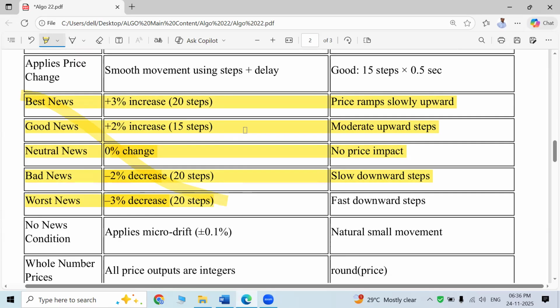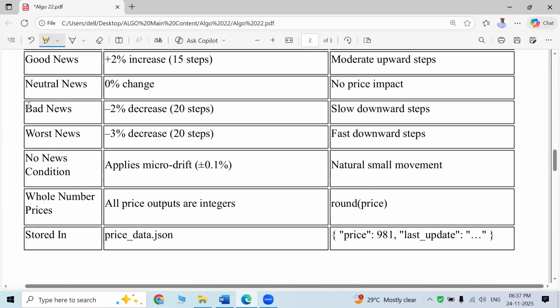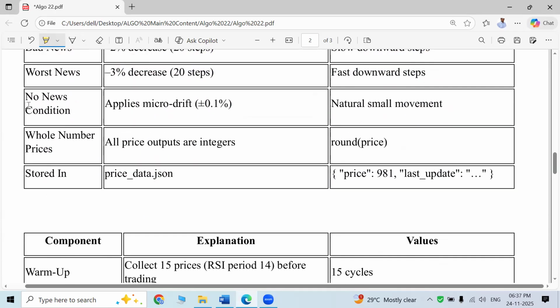And once we understand this movement, we can basically work with our RSI logic also. So the uncertain behavior of the market has been created in a way that it looks like realistic market behavior. The price is rounded up for understanding in our case, but normally we may have 2 to 3 decimals in the actual market price also.